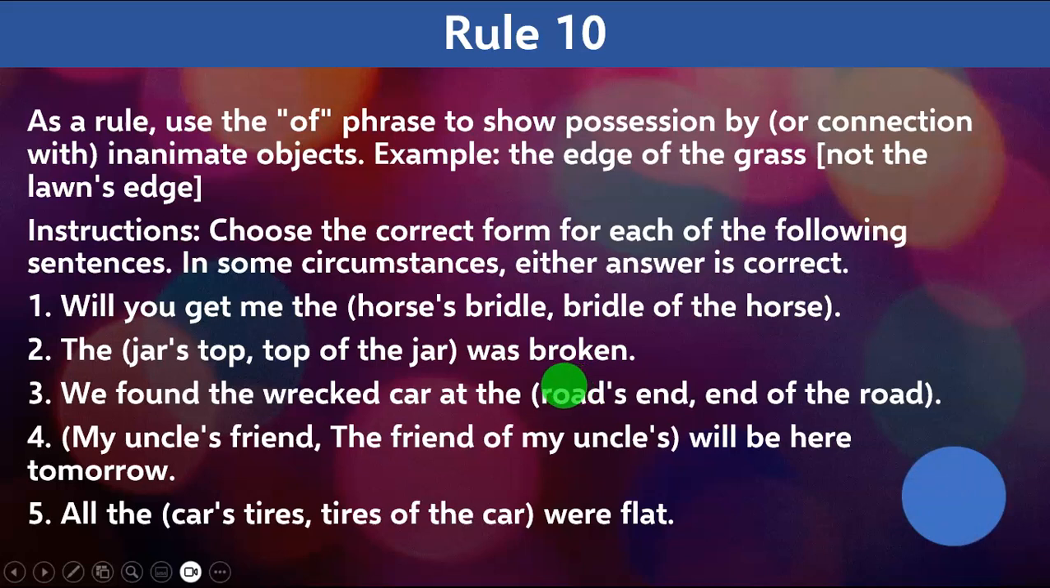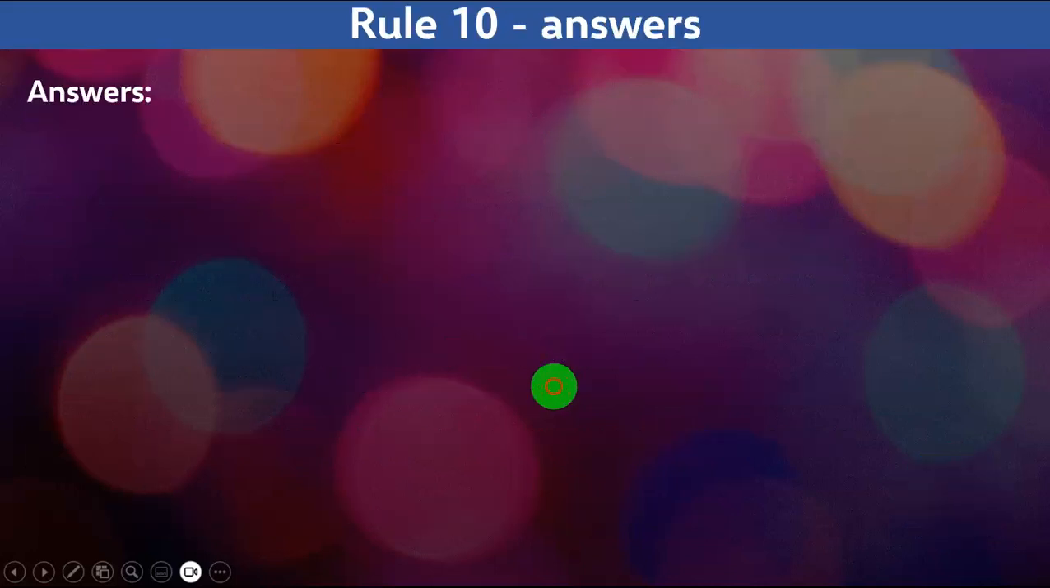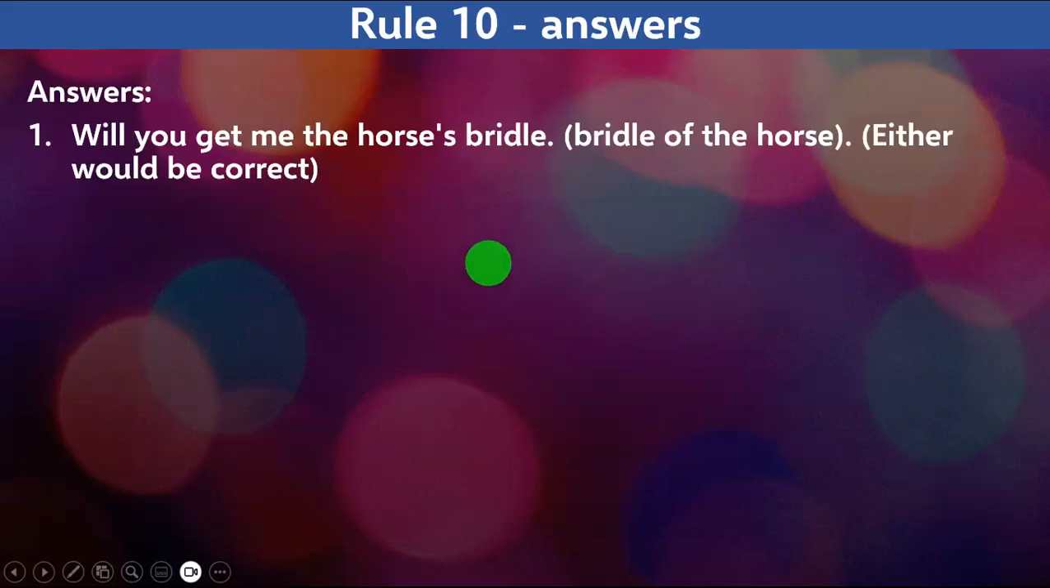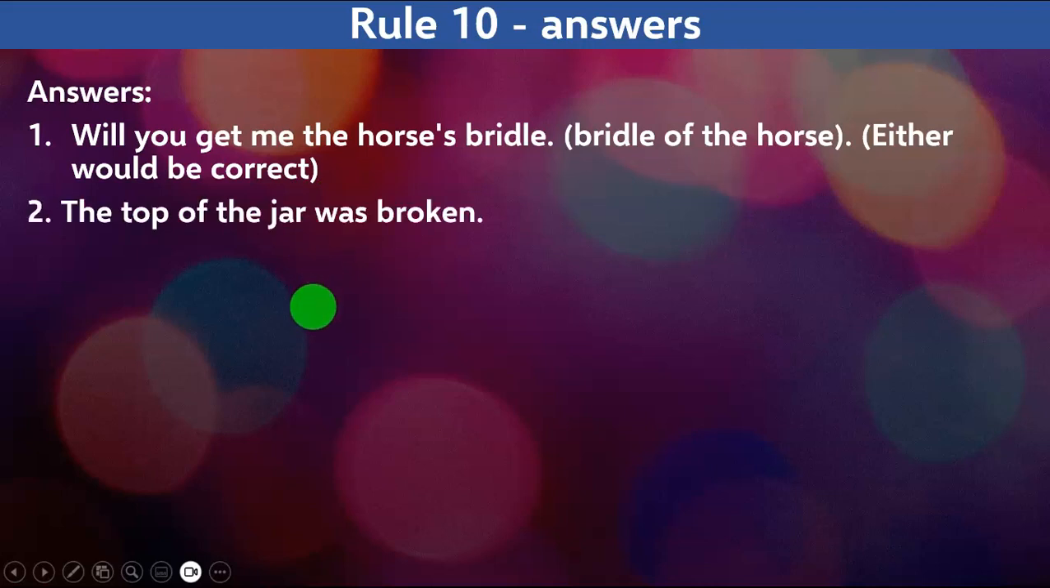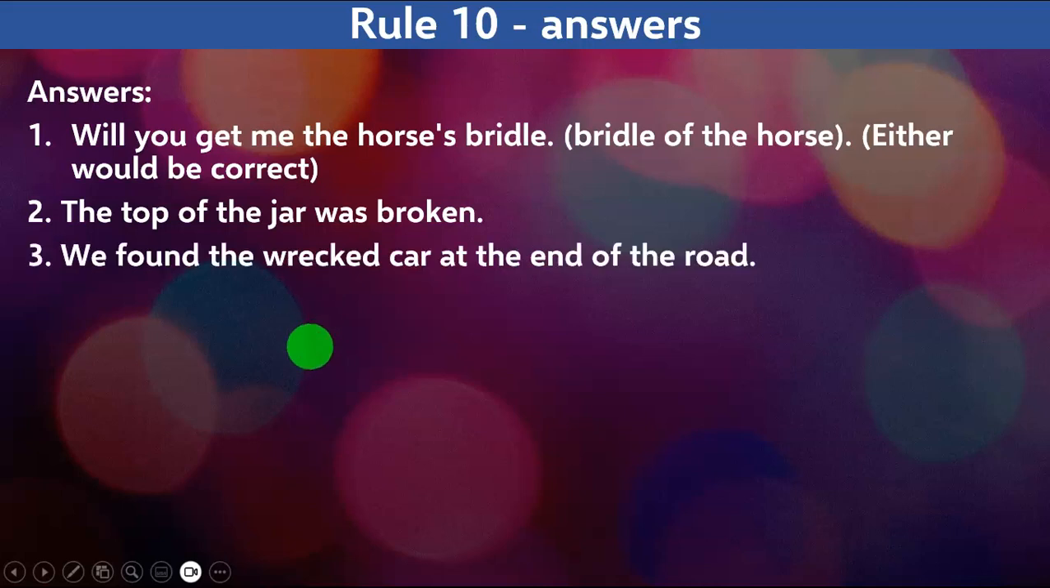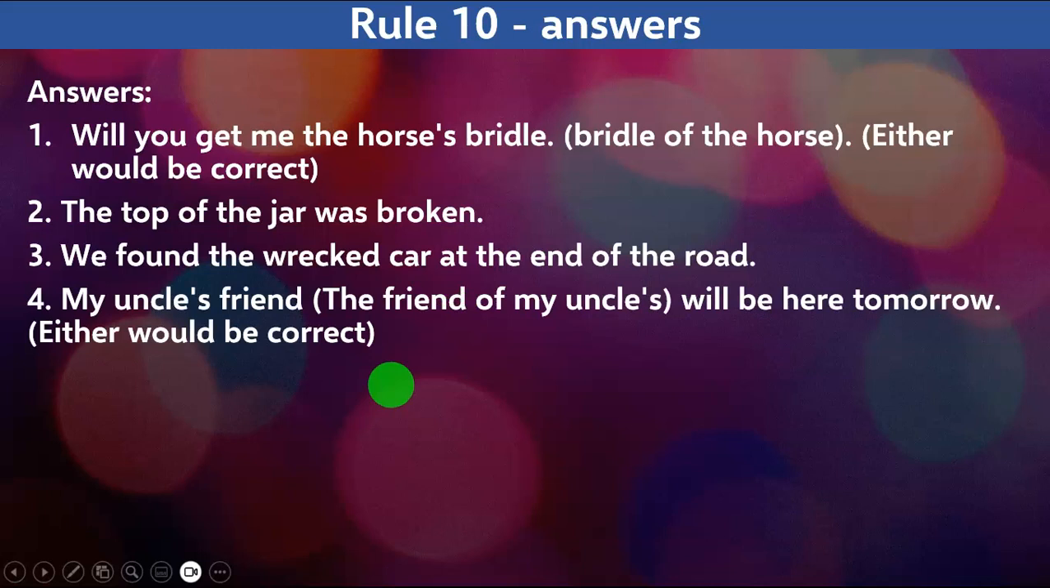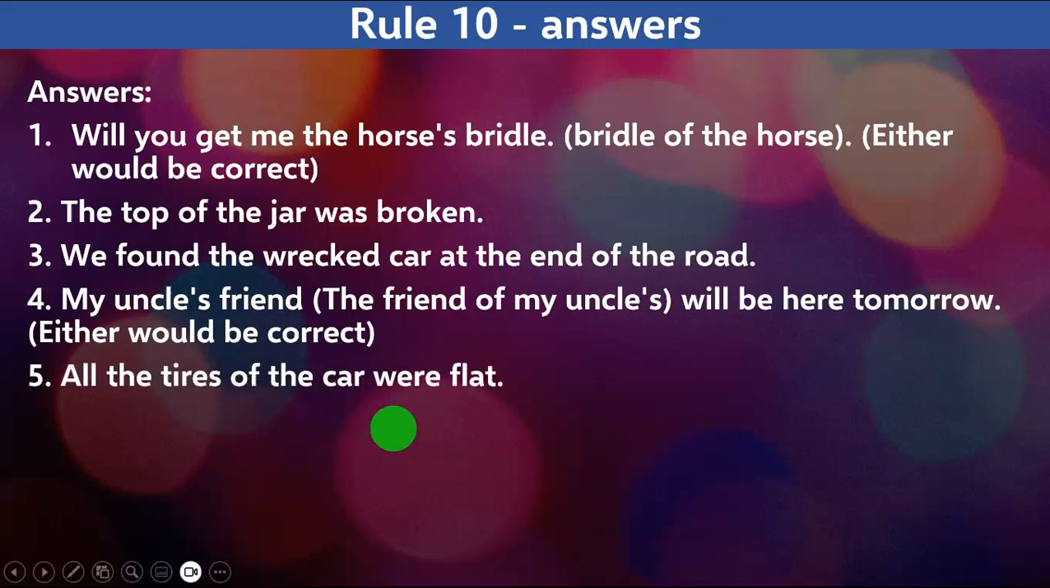Alright, let us look at the answers for rule number 10. Will you get me the horse's bridle or the bridle of the horse? Either would be correct. Number 2, the top of the jar was broken. Number 3, we found the wrecked car at the end of the road, not the road's end. Number 4, my uncle's friend or the friend of my uncle's will be here tomorrow. In this case, either would be correct. And number 5, all the tires of the car were flat. All the tires of the car, not the car's tires.